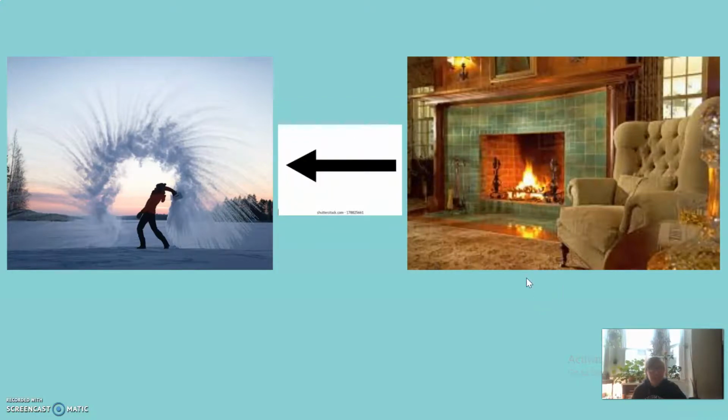Okay, so the answer here is from the warm indoors to the cold outdoors, because thermal energy is always transferring from a warm place to a cold place, or a warmer object to a colder object.